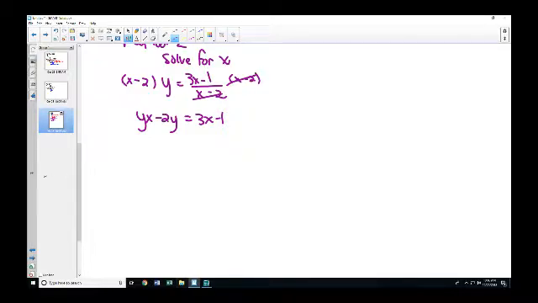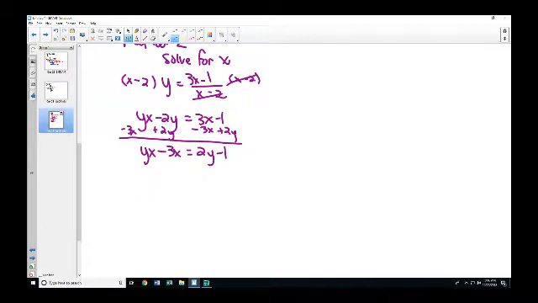Okay, so we distributed. Let's put all the x's on one side, and I'm going to move the y to the right side. So, you see what I did? Yeah. So I subtracted 3x from both sides, and I added 2y to both sides.